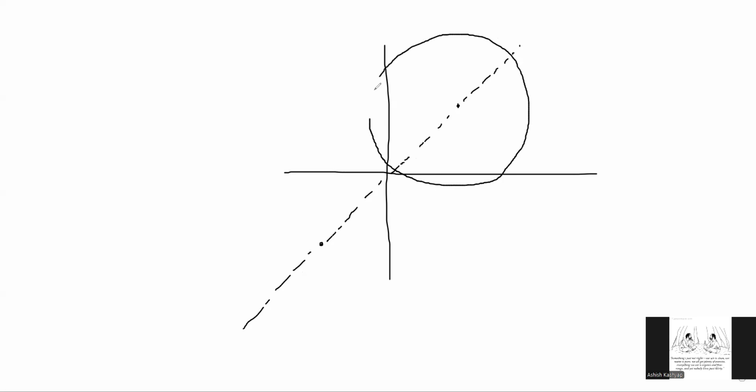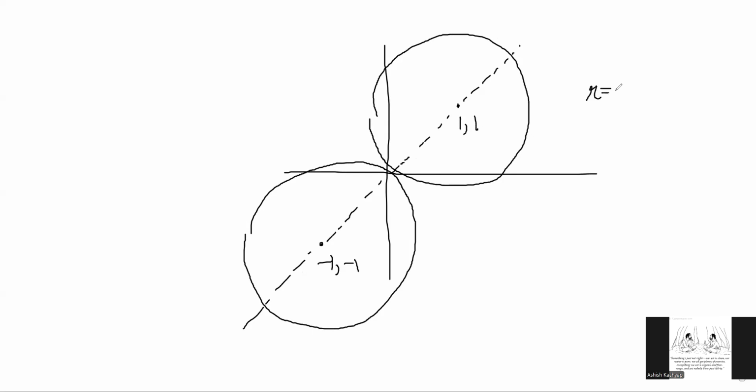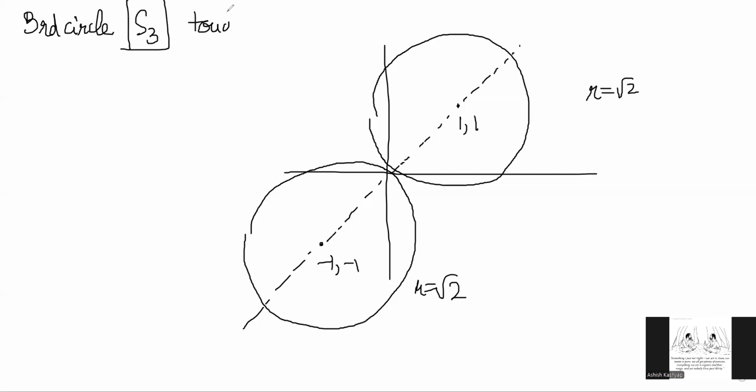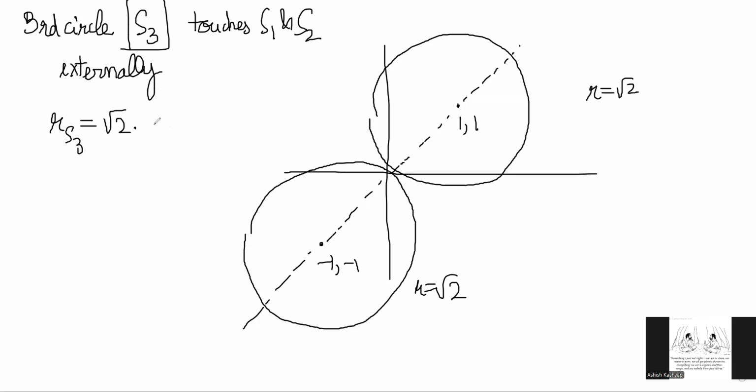This is one circle and this is another circle. They touch each other at the origin, right? This center is minus 1, minus 1. This center is 1, 1. Radius is root 2 and radius is root 2, right? Now we need to find a third circle, the third circle, S3. S3 touches both S1 and S2 externally. And the radius of S3 is supposed to also be root 2, which is equal to the radius of S1 and the radius of S2, right?